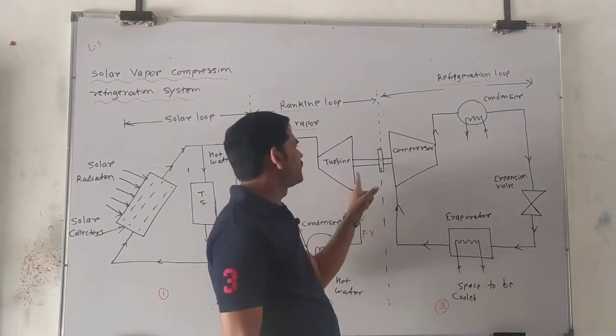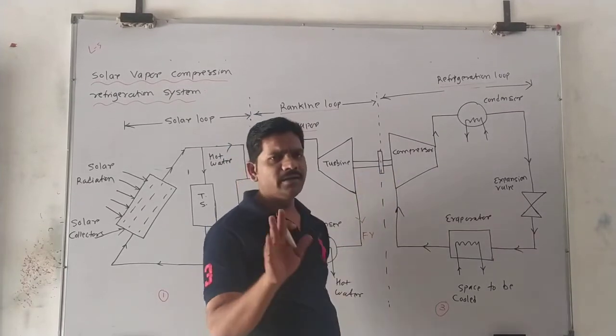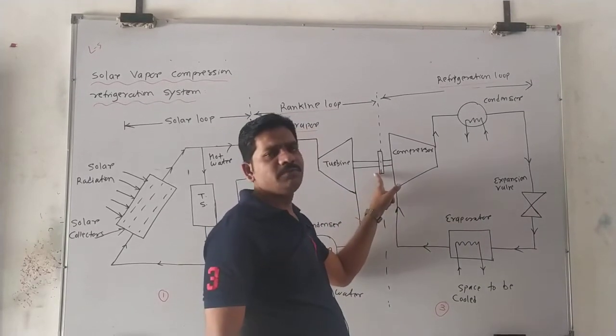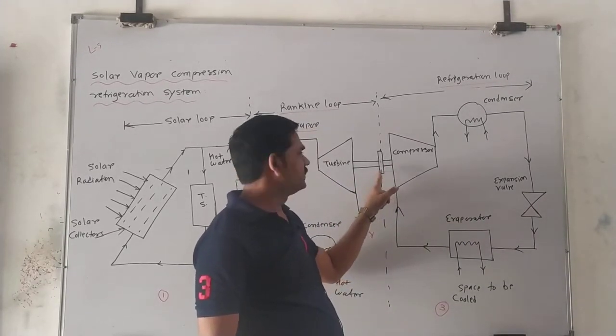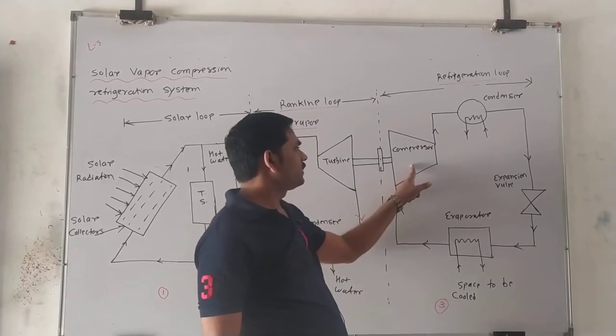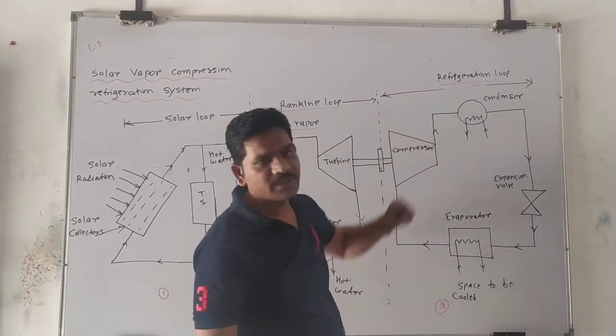Now this turbine is coupled with the compressor. Okay, this turbine is not connected here to generators. This turbine is coupled with the compressor by using this key. Okay, by using these connections, this compressor rotates with the help of this turbine. So this is our refrigeration loop.